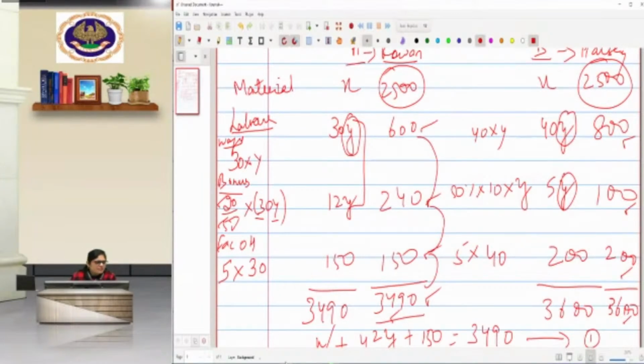Just calculate it again. Material has to be the same for both the workers because they're using the same material. All right. Yes, 2500 same in both. Yes, no doubt. All right. Anybody, shall we move forward?